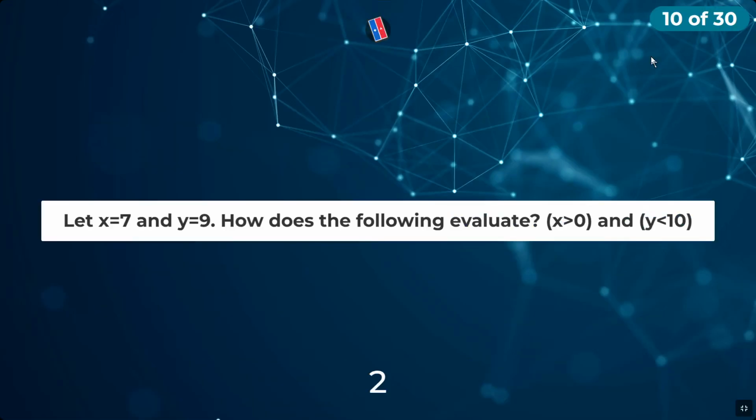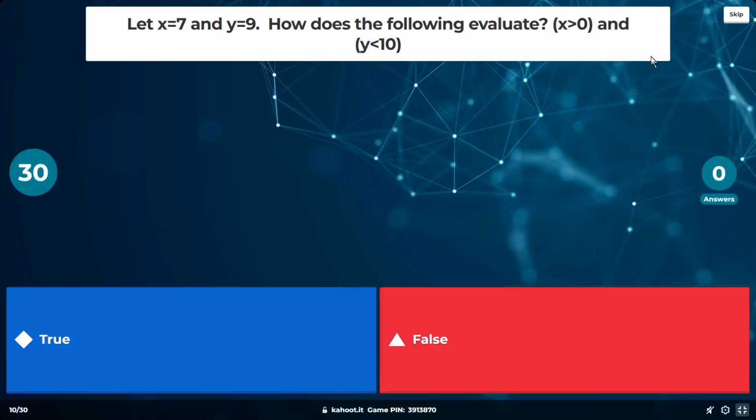Let's do some evaluation. These are good questions here. I can see something like this being on your objective assessment. I'm trying to make all of these similar to what I believe you would see. It says, let x equal 7 and y equal 9. How does the following evaluate? x greater than 0 and y less than 10.